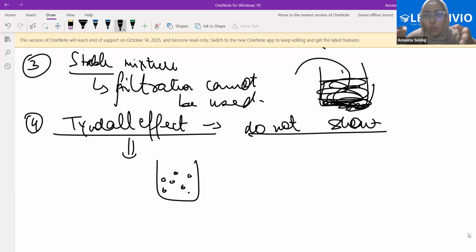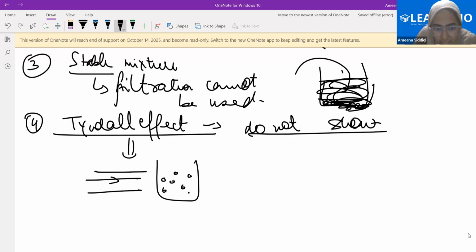Let's imagine you are going on a road which is very less crowded, almost no crowd there, or even if there is a crowd, a bicycle is going or very few people are going, that's it. You will face no hindrance in going through that, right? Okay, what is the Tyndall effect?